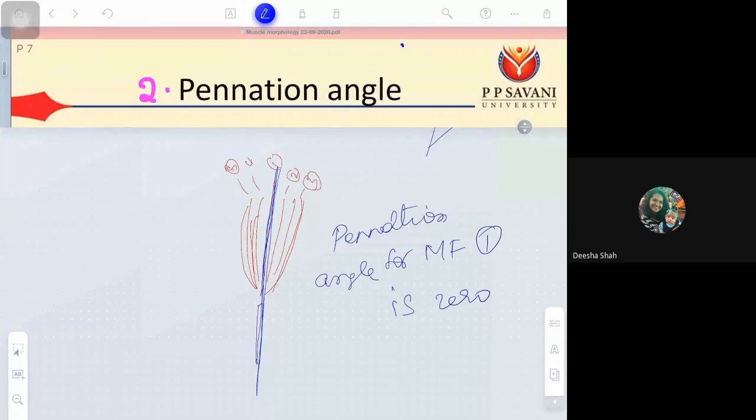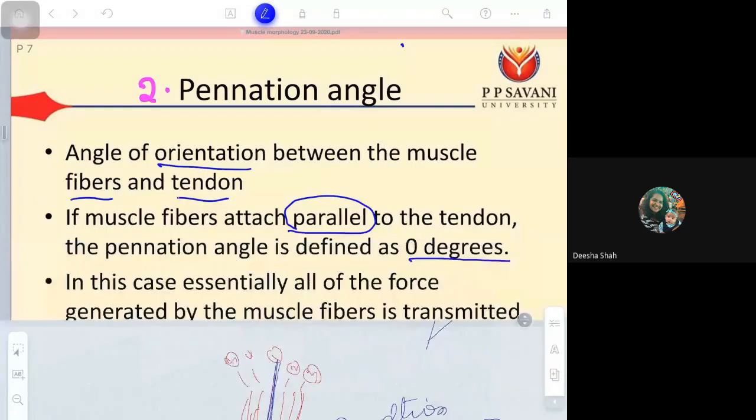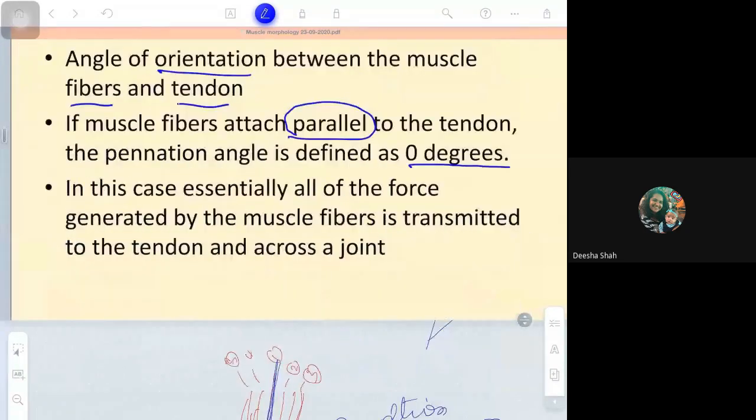Clear? If the muscle fiber attaches parallel to the tendon, the pennation angle is defined as 0. In this case, essentially all the force generated by the muscle fiber is transmitted to the tendon. All the muscle force will be transmitted to the tendon if the angle is 0.